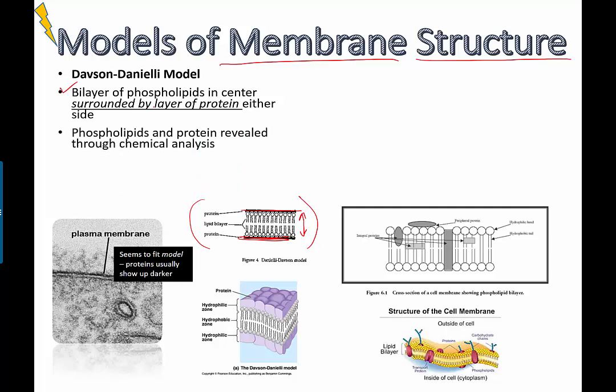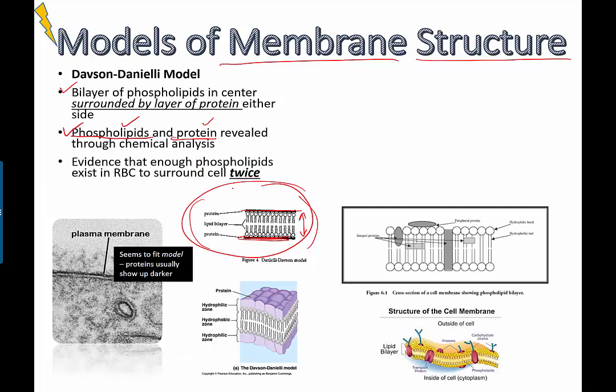The reason they thought this might be what the plasma membrane actually looks like is that when they analyzed the contents of the cell membrane, they did detect the presence of phospholipids and the presence of protein. So it's about figuring out the actual arrangement, and this was one proposed arrangement. It seems to make sense. Danieli and Davison came up with this idea.